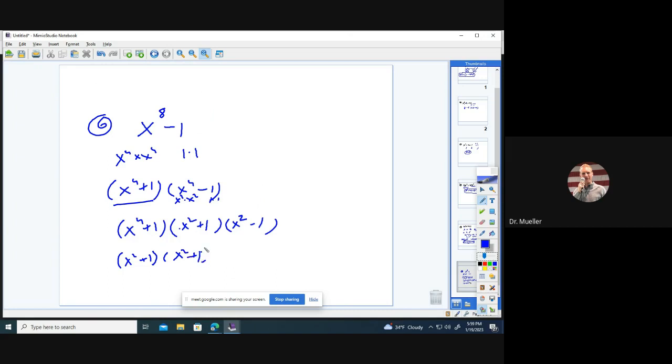But we can factor this guy out some more, and that's going to factor to x plus 1 and x minus 1. So this one factors out a while yet, so you've got to keep looking to see if each factor can factor out some more.